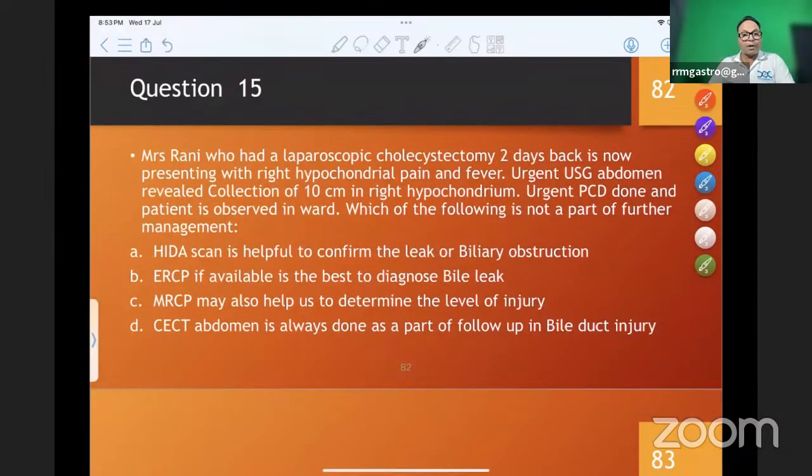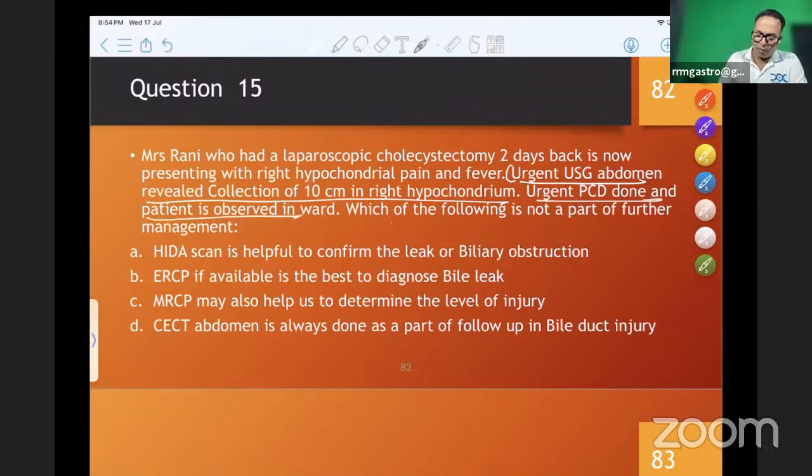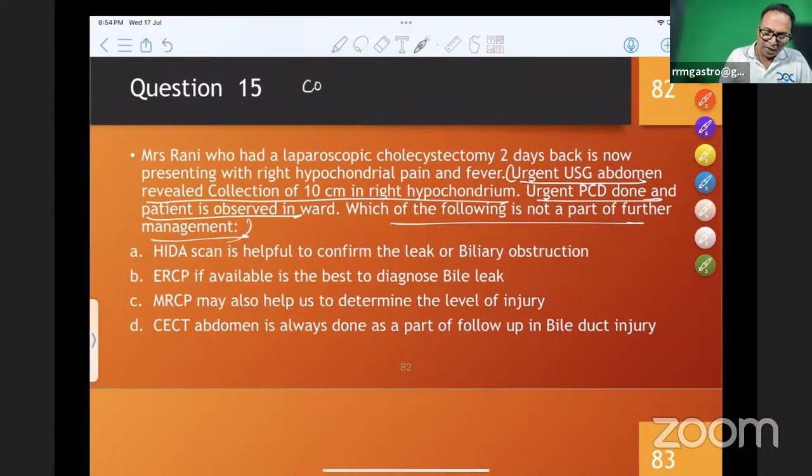Mrs. Rani, who had laparoscopic cholecystectomy 2 days back, is now presenting with right hypochondrial pain and fever. Urgent ultrasound abdomen revealed a collection of 10 centimeters in the right hypochondrium. Urgent PCD was done and the patient is observed in the ward. Which of the following is not a part of this management? Can you tell me what this concept is related to?